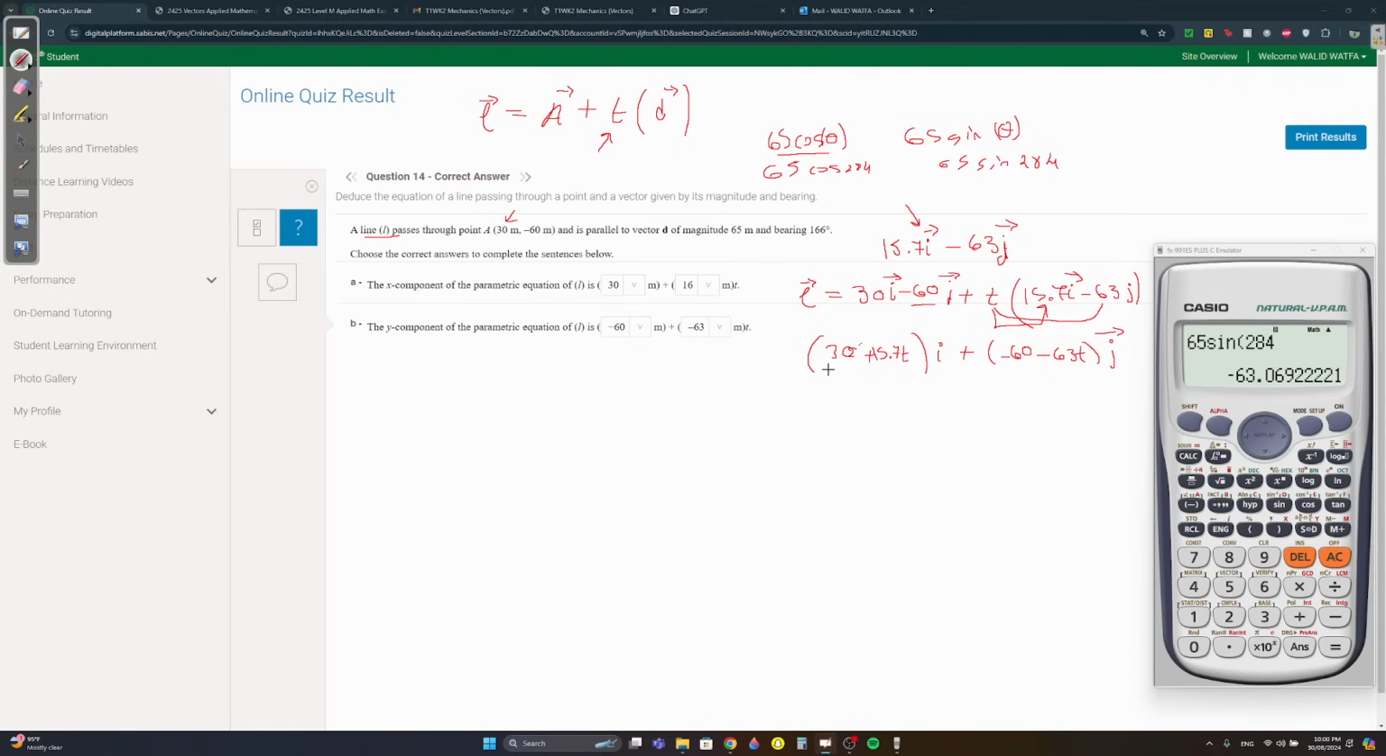Okay. What is our answer? Again, they're asking for the x component and the y component separately. What's the x component? We have 30, we put 30. Then what's the one with t? 15.7, but here they rounded it up to 16. Then for the y component, we start with minus 60. Then what's the one with t? Minus 63. So we put it here.